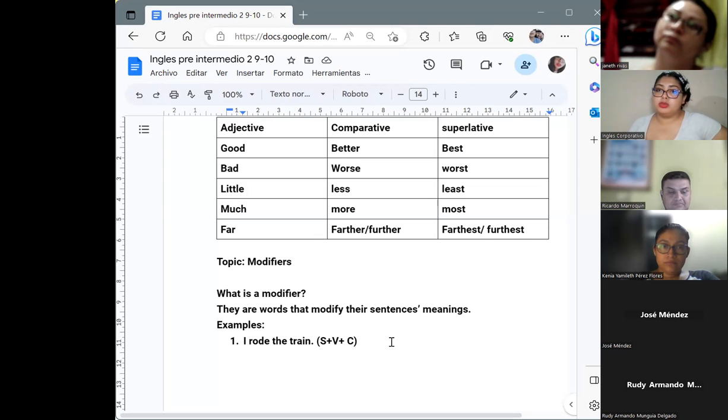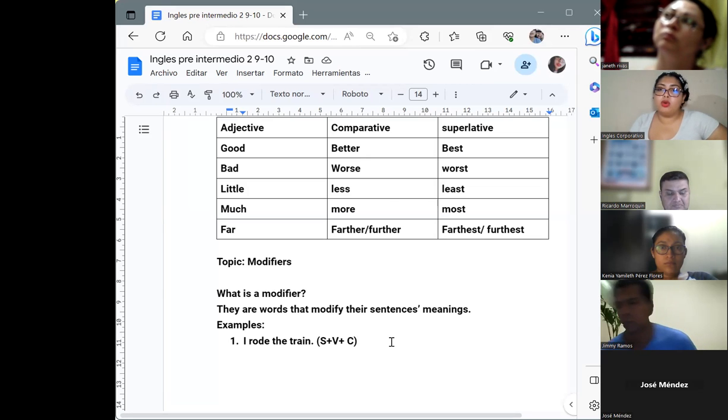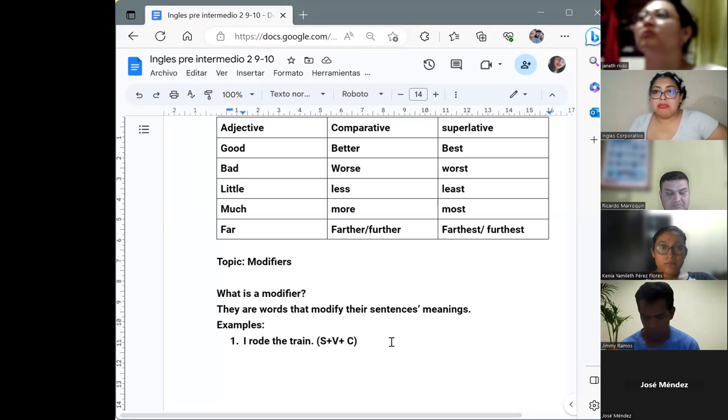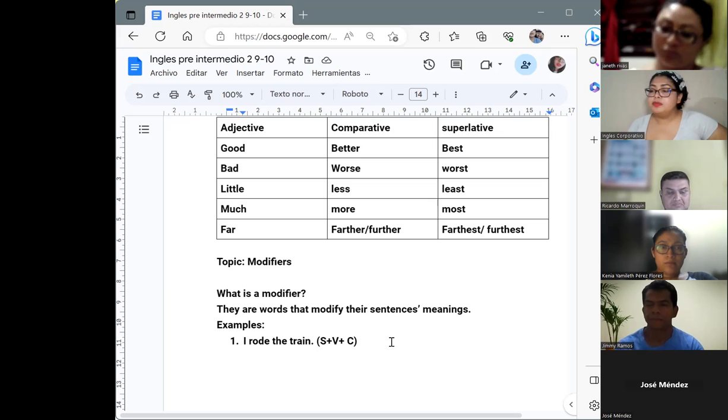Tomé el bus. Viajé. I mean, the train. Viajé en el tren, no en el bus. Y ahí está. Yo estoy dando una información. Tomé el tren. Easy as that. Yo no les estoy explicando a ustedes a qué horas, cuándo, cómo, con quién, para dónde. I am not giving anything more. I am just saying that I rode the train and that's it.